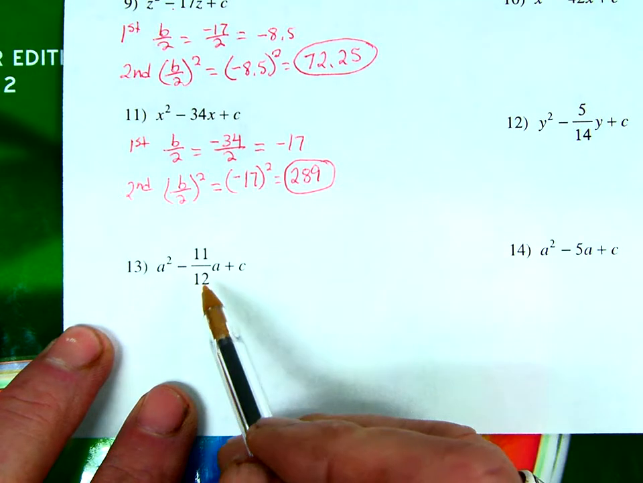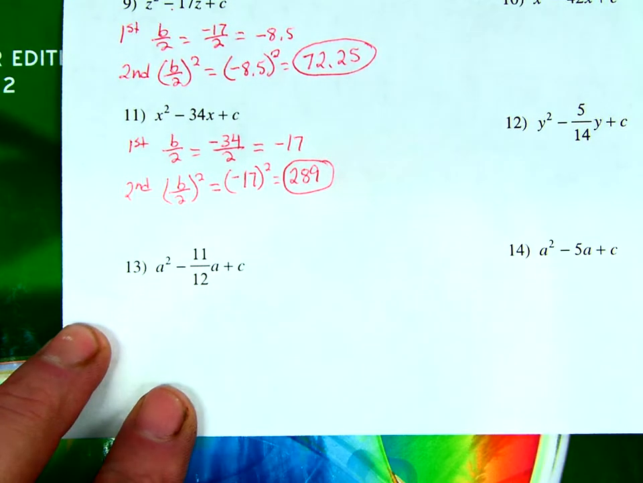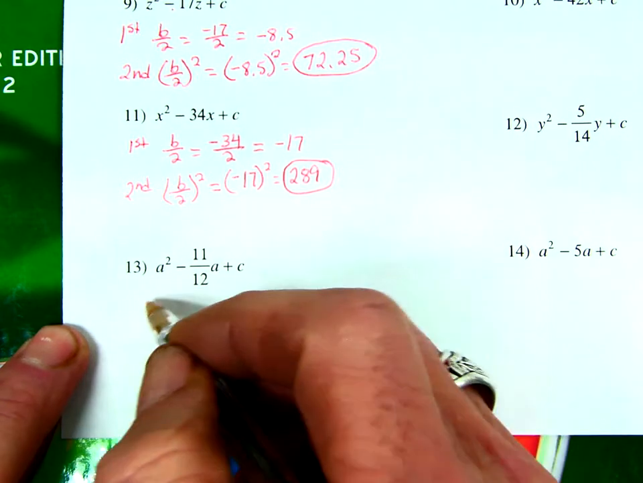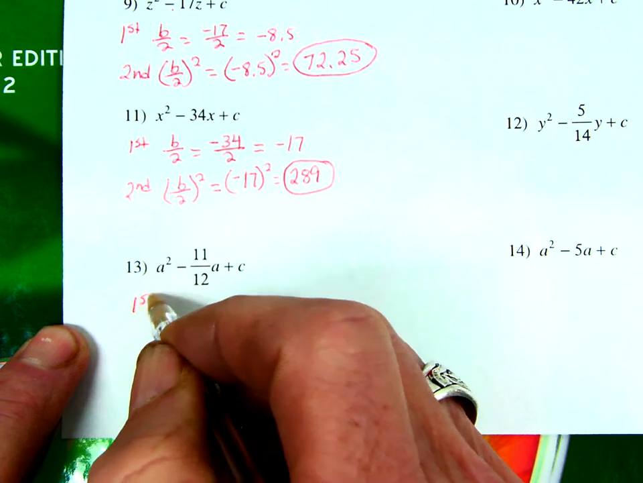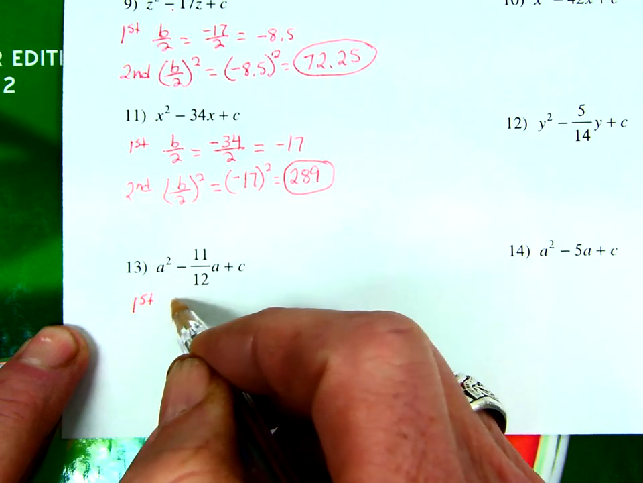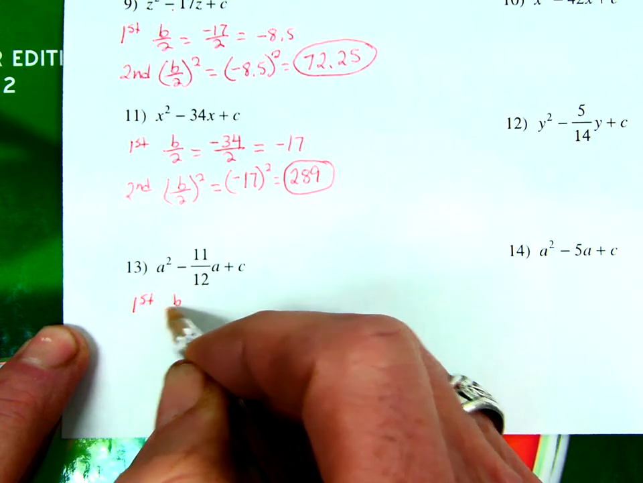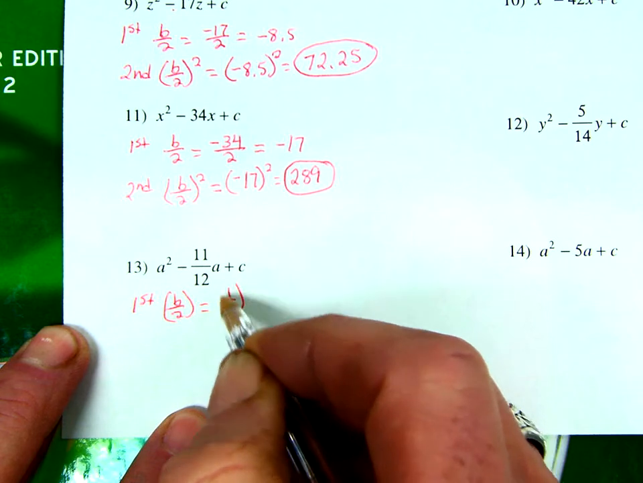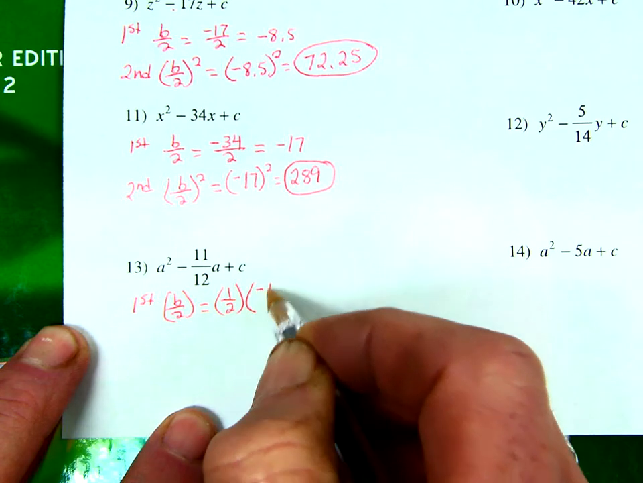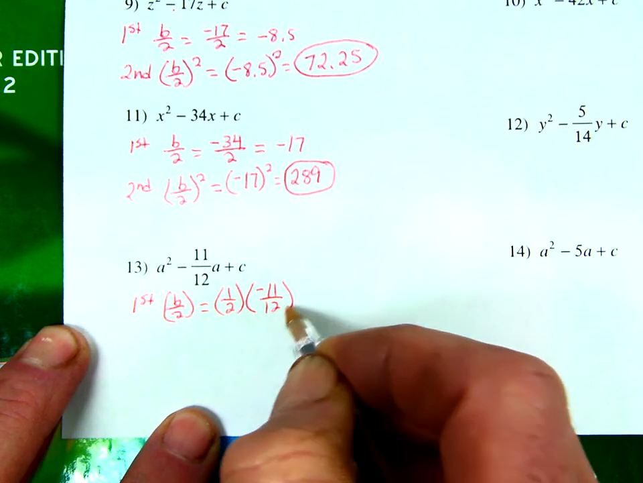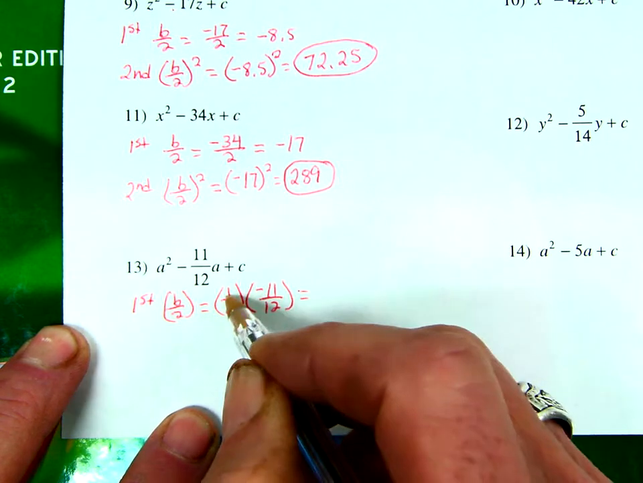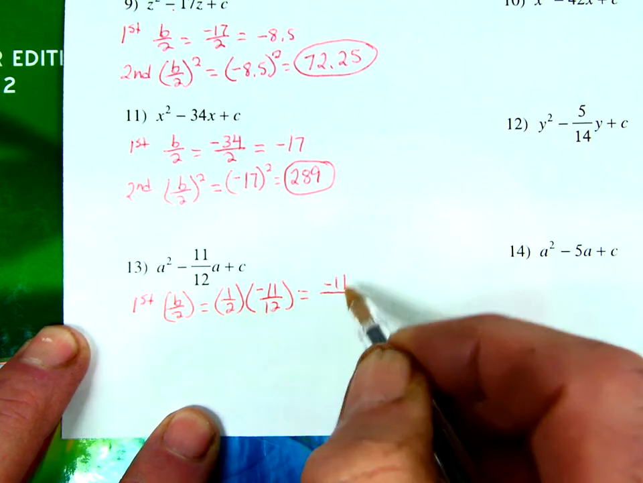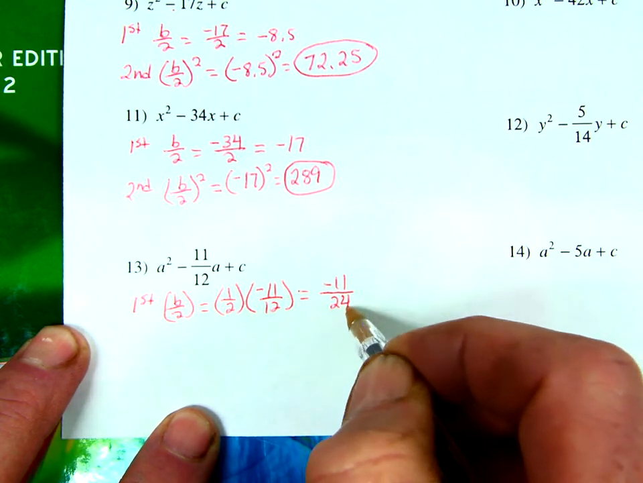Okay, now the last one. Back to fractions again. So instead of doing divide by 2, I'm going to do times 1/2. So b divided by 2 equals 1 over 2 times negative 11 over 12. 1 times negative 11, negative 11. 2 times 12, 24.